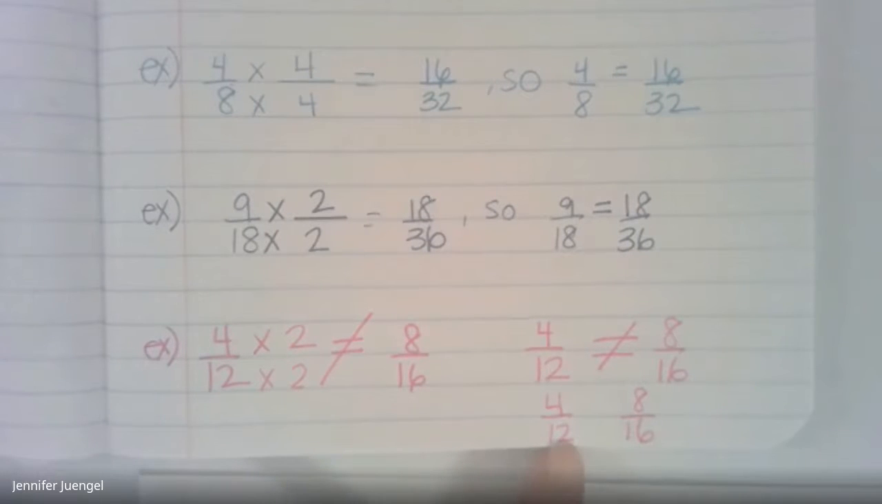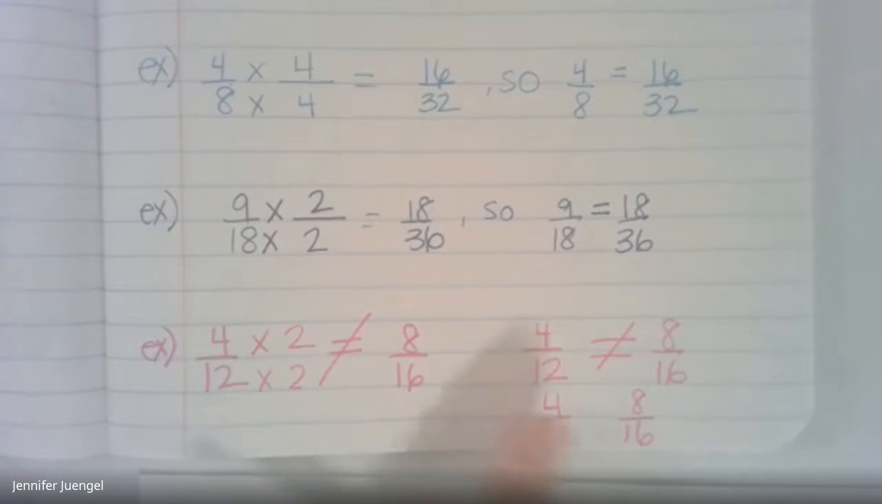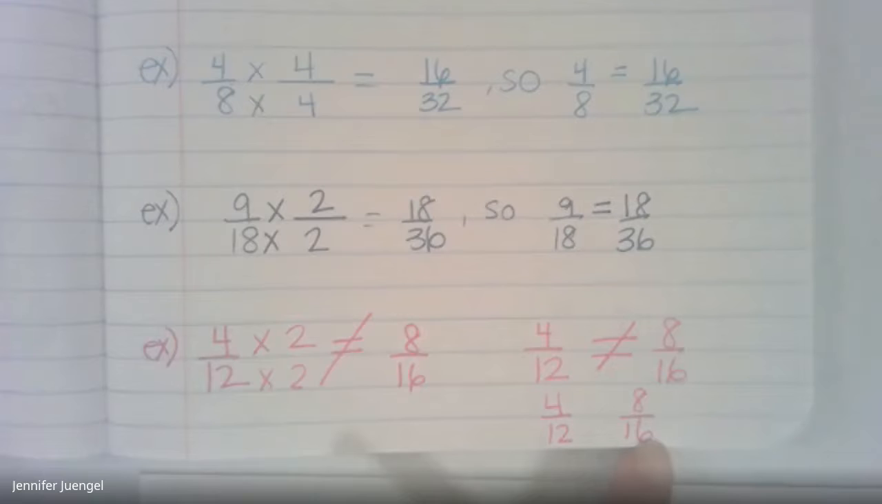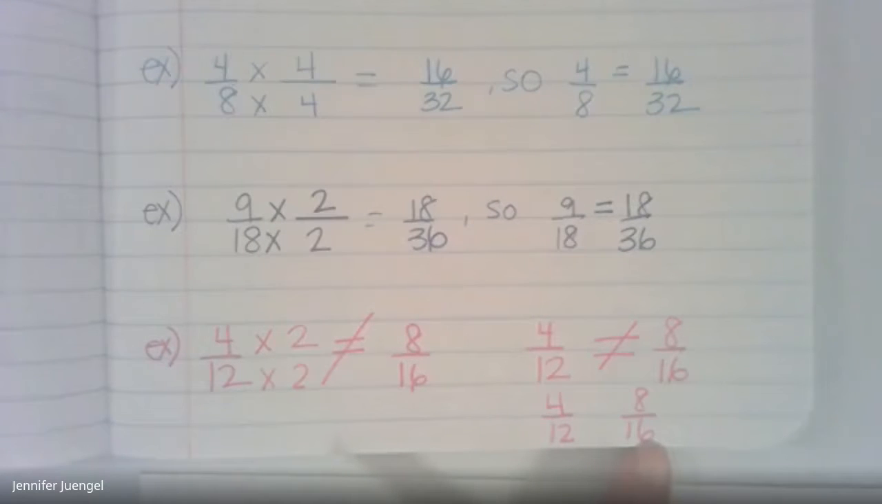If I have 12 pieces possible out of my pizza and I've shaded in 4 of them, then I have to take a look and see if that's equivalent to 8 pieces out of 16. And we know that that's not true because this is kind of like 1/3 and this is like 1/2. So they are unequal to each other.